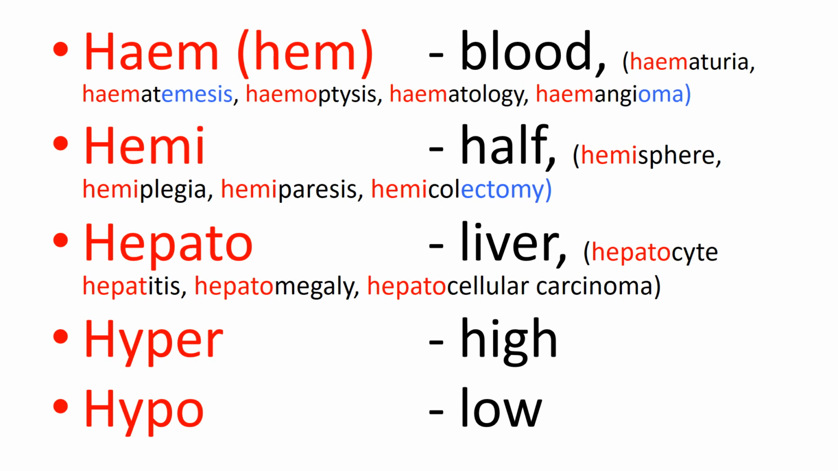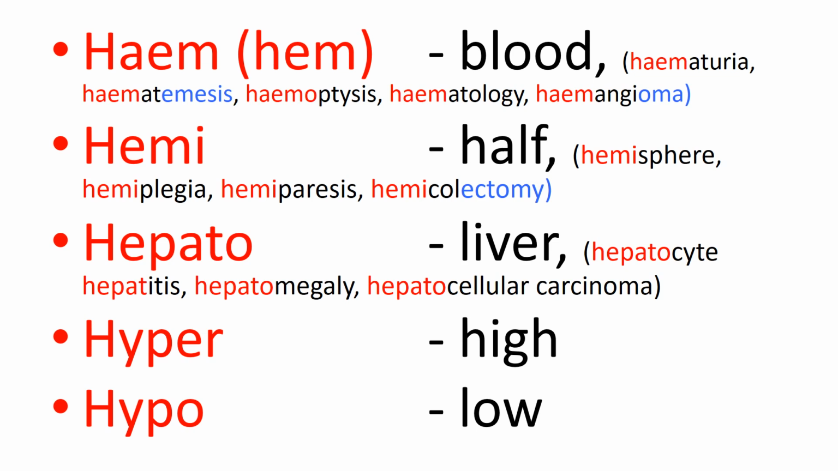But alternatively, the body might not be paralysed, it might just be weaker on one side. So that would be a hemiparesis. So plegia means paralysis, paresis means weakness. Or there might be a root in the middle of a word with hemi at the front. Hemicolectomy. So hemi means half, col means colon, ectomy means surgical removal of. So a hemicolectomy would be a surgical removal of half of the colon.